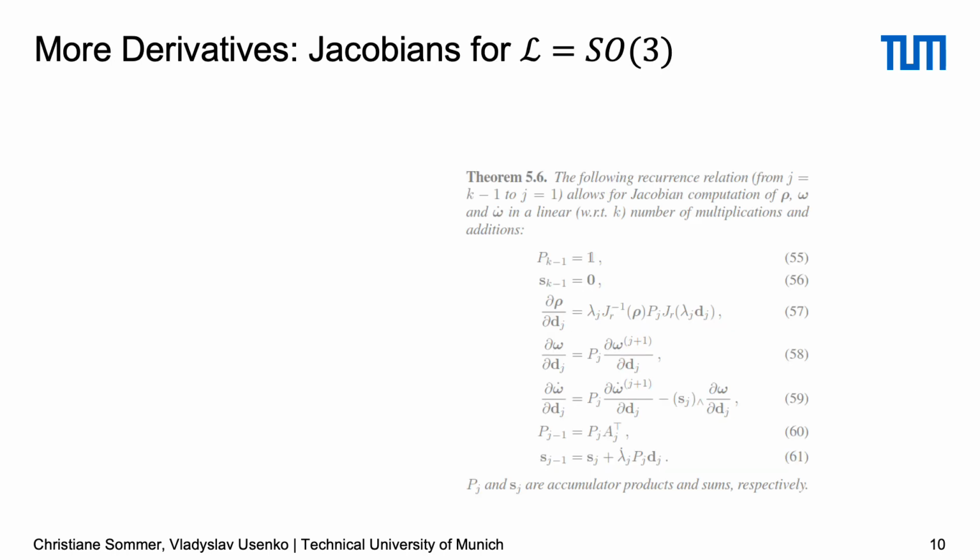In addition to the time derivatives, we also propose new formulations for the Jacobians of x in the group SO3 of 3D rotations. Again, our formulation only needs O of k matrix operations and is thus much faster than naive differentiation. See our paper for more details here.